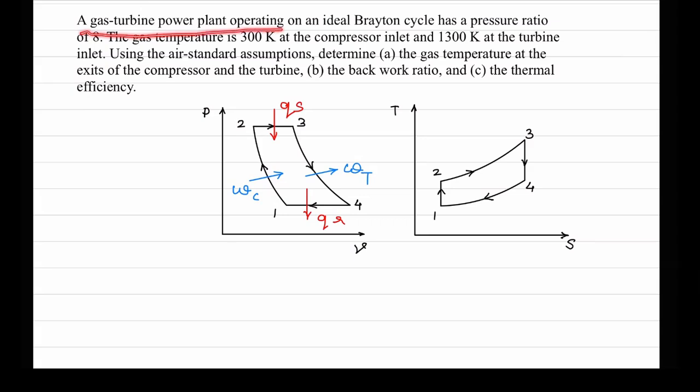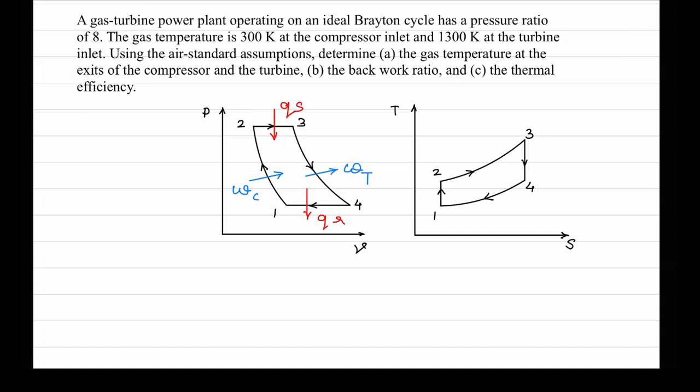A gas turbine power plant operating on an ideal Brayton cycle has a pressure ratio of 8. Now just see this. 1 to 2 is isentropic compression in the compressor. 2 to 3 is constant pressure heat addition in the heat exchanger. 3 to 4 is isentropic expansion in the turbine. And 4 to 1 is constant pressure heat rejection in the heat exchanger. So here and here we have heat exchangers, here we have the compressor, here we have the turbine. And in the same way we have drawn the T-S diagram over here.